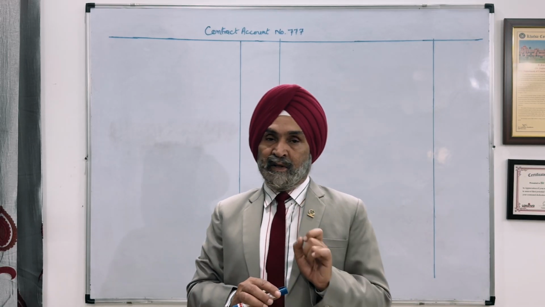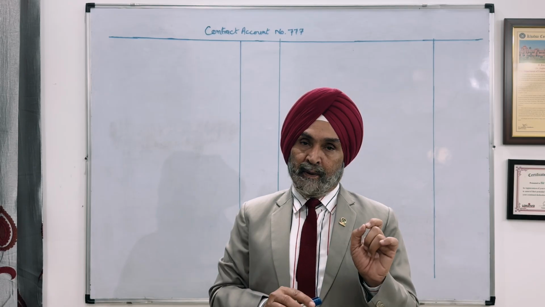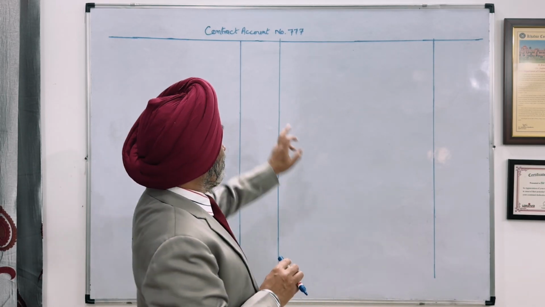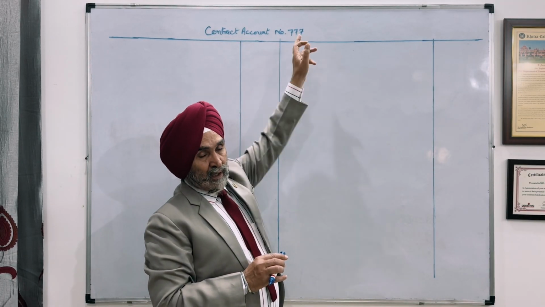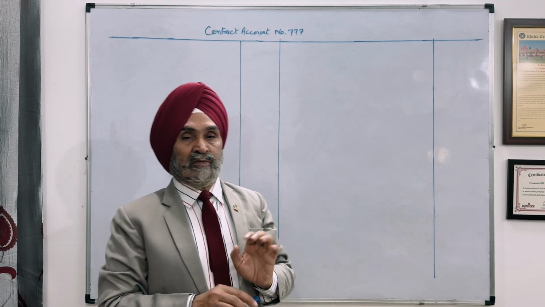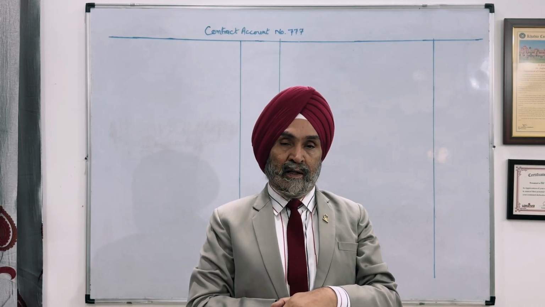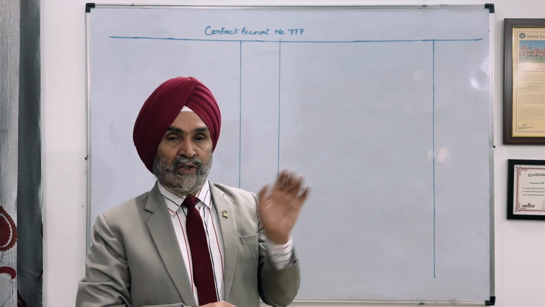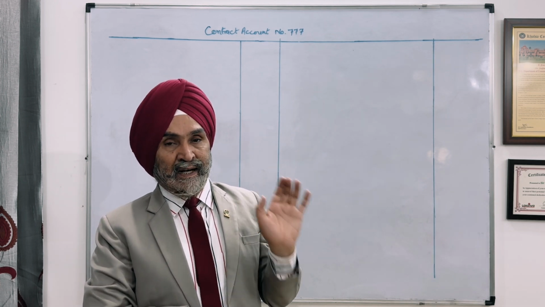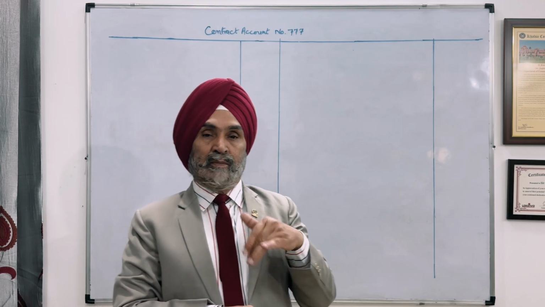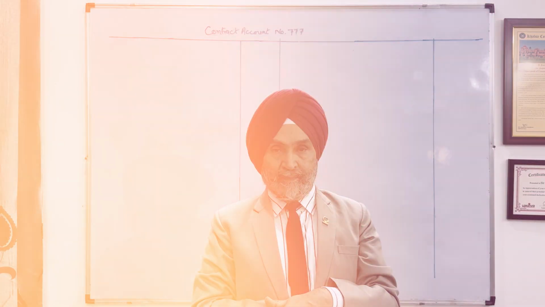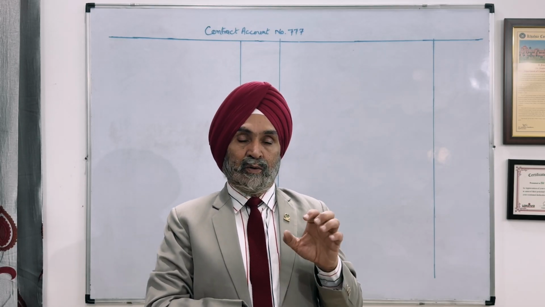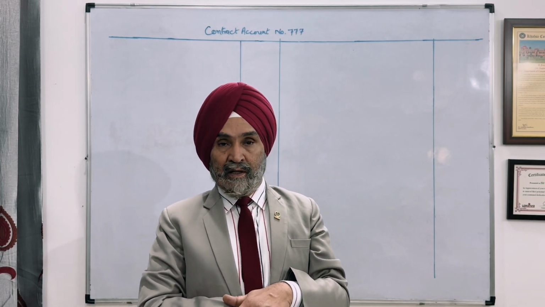For each and every contract, we prepare a separate contract account. Either it may be numbered or the location of the contract may be specified: Delhi, Chennai, Mumbai, whatever the location of the contract is, it may be specified or numbered by the contractor. So we'll see how the expenses are recorded and how the income is recorded.